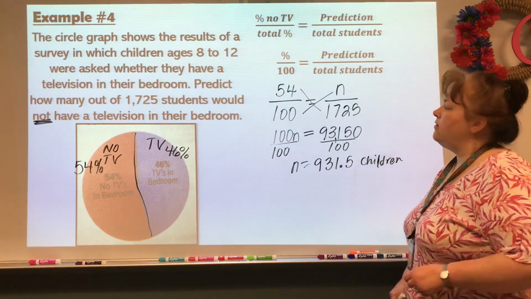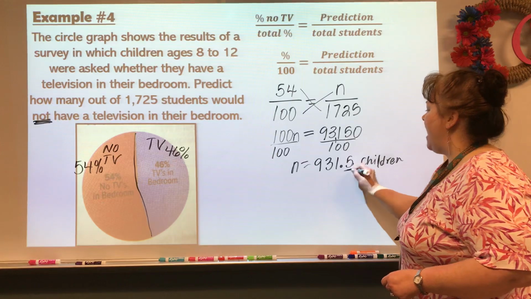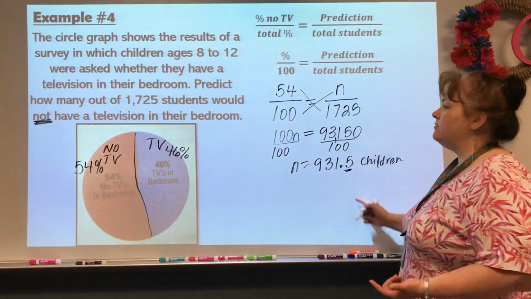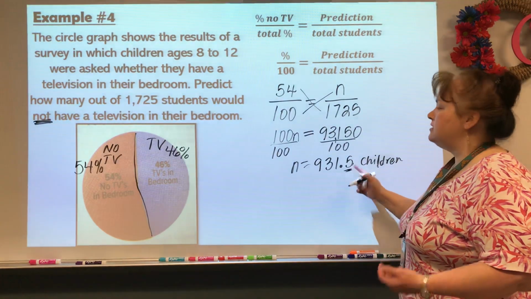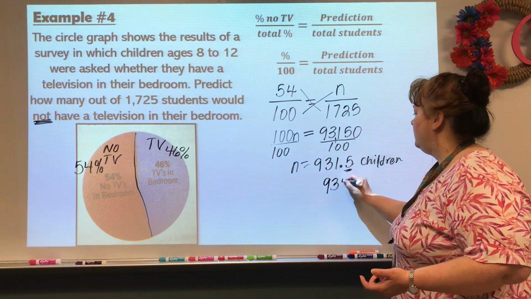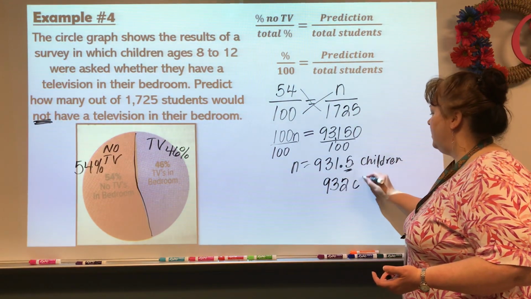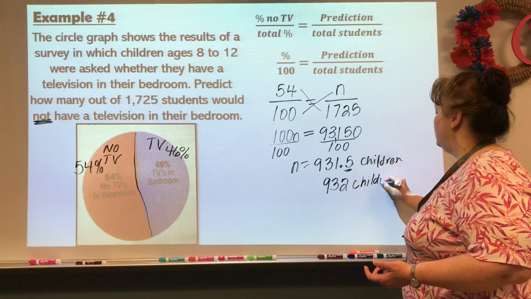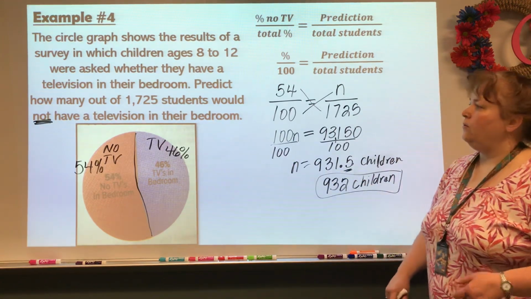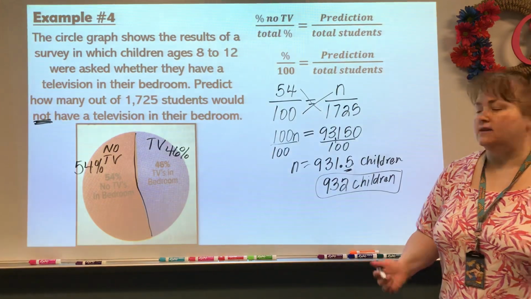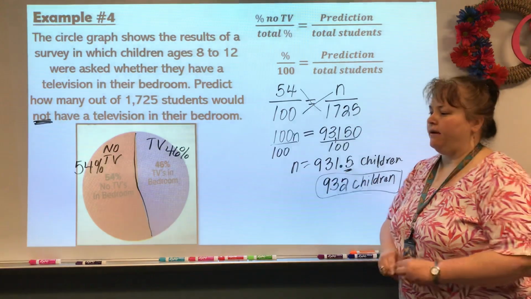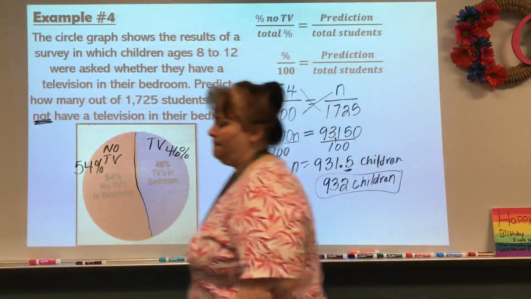Okay, so can you have half of a child? Probably not, right? So we need to round this. And since it's 5 or more, we're going to bring that up. So it would be 932 children who would probably not have a TV in their bedroom. Okay, so the percent ones are pretty easy to do.